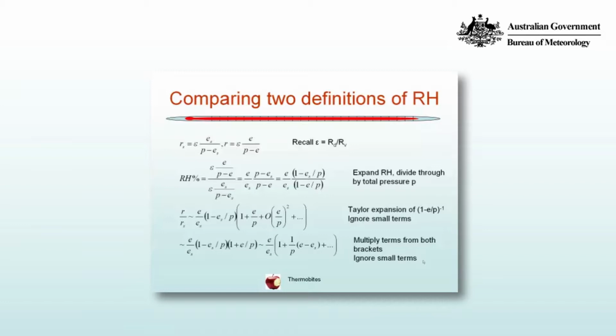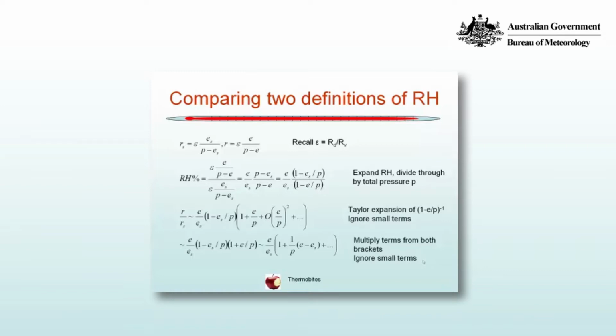So what this has done is to show that the relative humidity in terms of the mixing ratios may be written as the relative humidity in terms of the vapor pressures, E on ES, multiplied by the extra term P minus ES over P minus E. If we then divide that equation by P, you end up with the next expression there, E on ES, 1 minus ES on P, all over 1 minus E on P. And we do that because, given the vapor pressure is typically much less than the total pressure, we can do a Taylor expansion on the denominator.